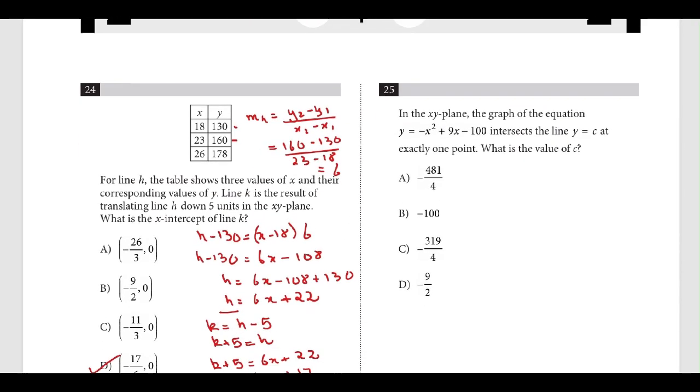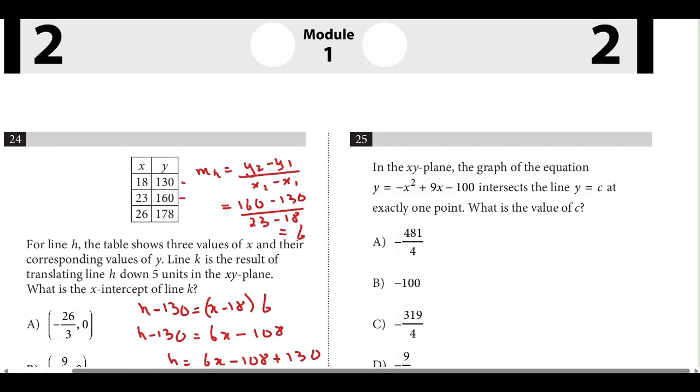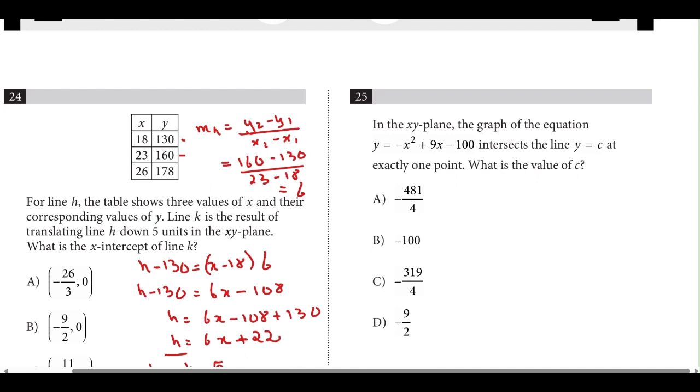Let's look at 25. In the xy plane, the graph of the equation intersects with the line exactly at 1 point. What is the value of c? So the thing is that this y equals c is satisfying this equation.